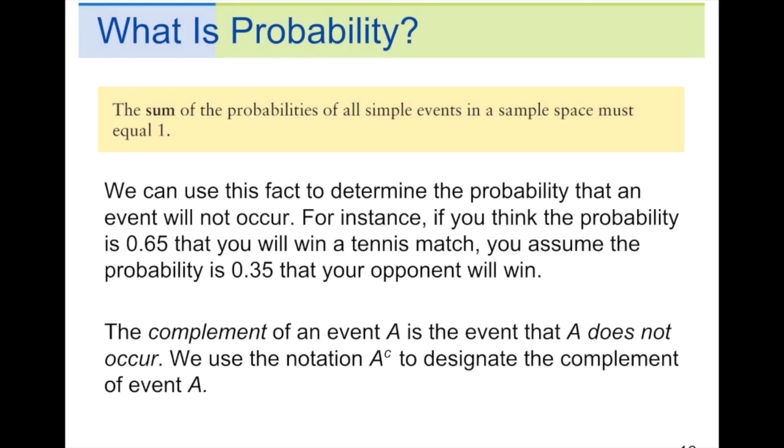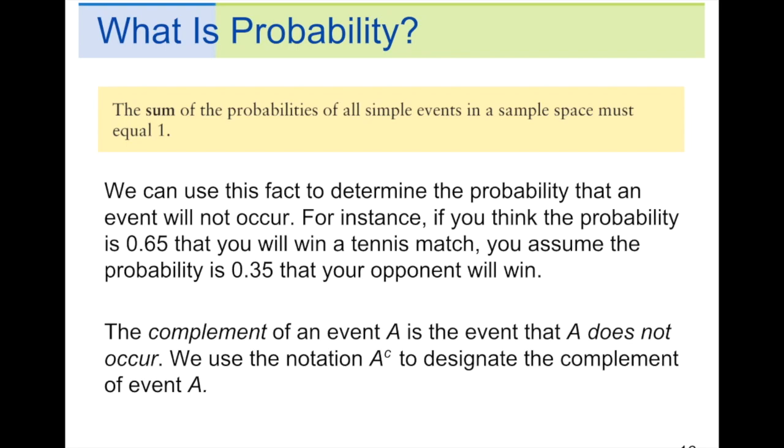The sum of the probabilities of all simple events in a sample space must equal 1. We can use this fact to determine the probability that an event will not occur. For instance, if you think the probability is 0.65 that you will win a tennis match, you assume the probability is 0.35 that your opponent will win.